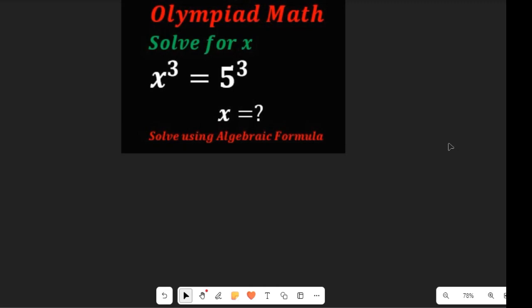Hello, let's learn how to solve for x in x to the power of 3 equal to 5 to the power of 3. We are asked to solve for x.